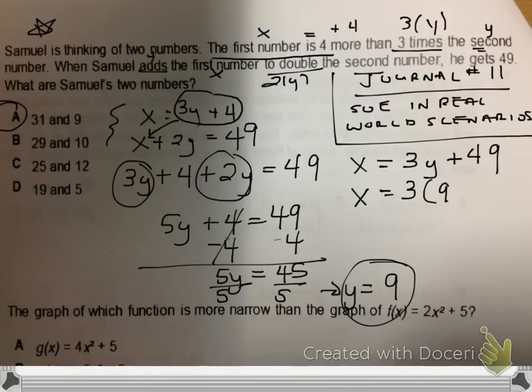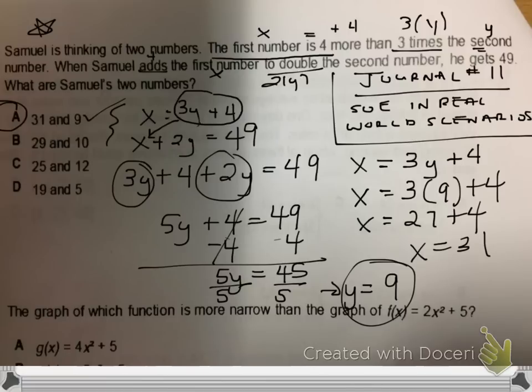And I put 49. It's supposed to be 4. I'm having a hard time here. X equals 3 times 9 plus 4. X equals 27 plus 4. X, in fact, equals 31. So that does verify that that is my answer.